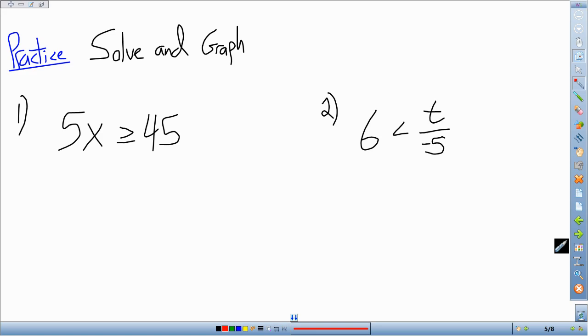Now I'm going to have you guys go ahead and try a couple of these on your own. Go ahead and try these problems out. Make sure you graph them as well.